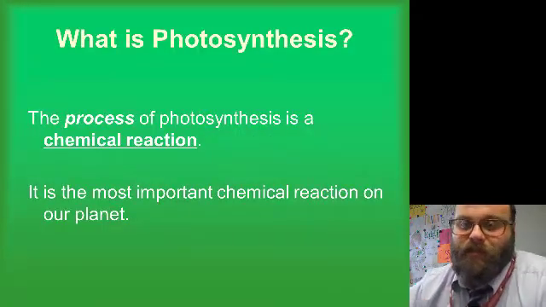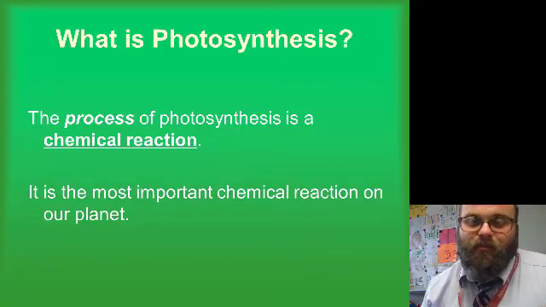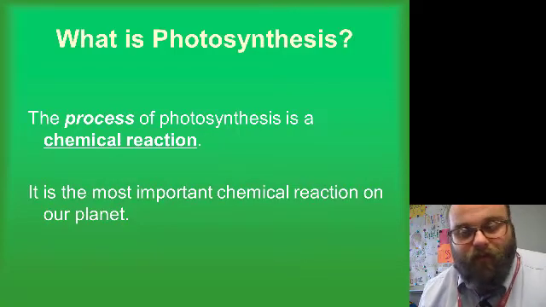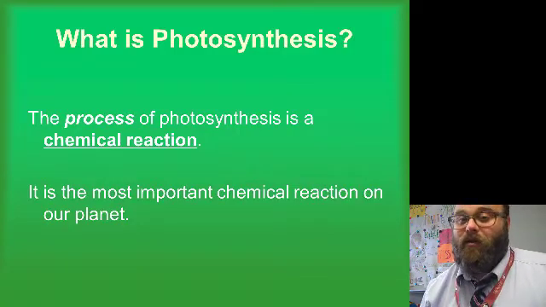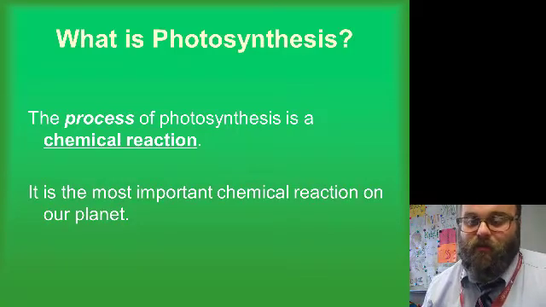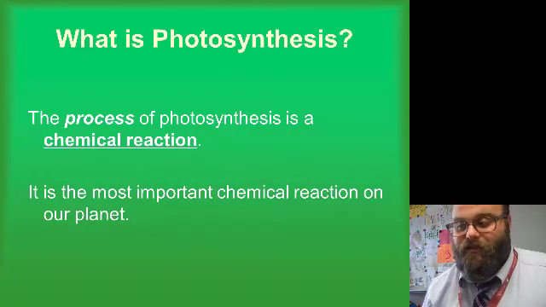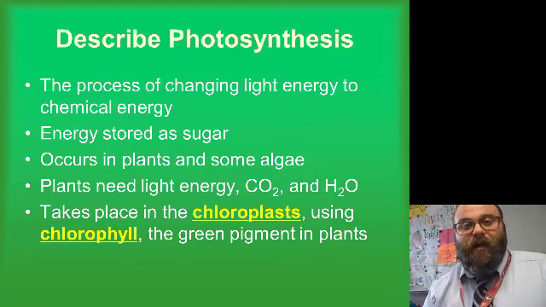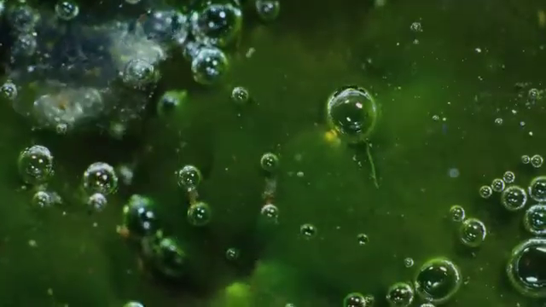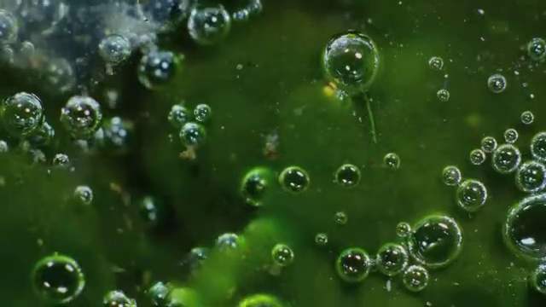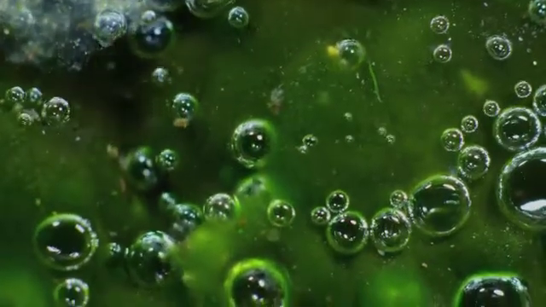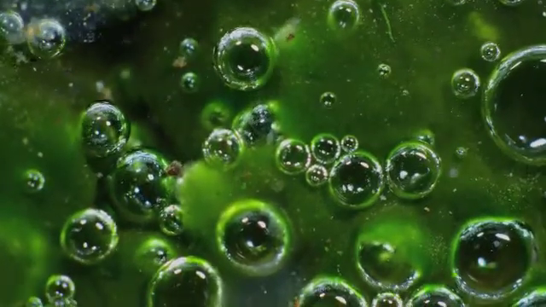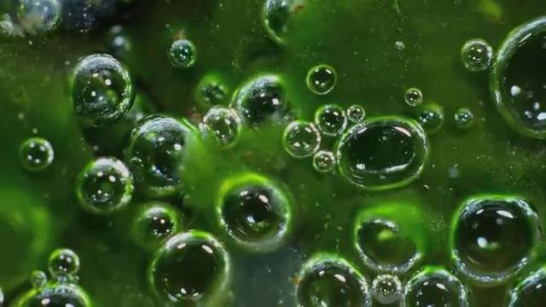So what is photosynthesis? Photosynthesis is the most important chemical reaction that happens on the planet Earth, at least if you're a living thing. The reason why we have oxygen in our atmosphere, at least in the levels that we do now, is because of photosynthesizers. Photosynthesis is a chemical reaction that takes light energy and turns it into chemical energy. Plants and other photosynthesizers take that energy and store it as sugars. Photosynthesis happens in plants, some species of algae, even in some protists, interestingly enough.